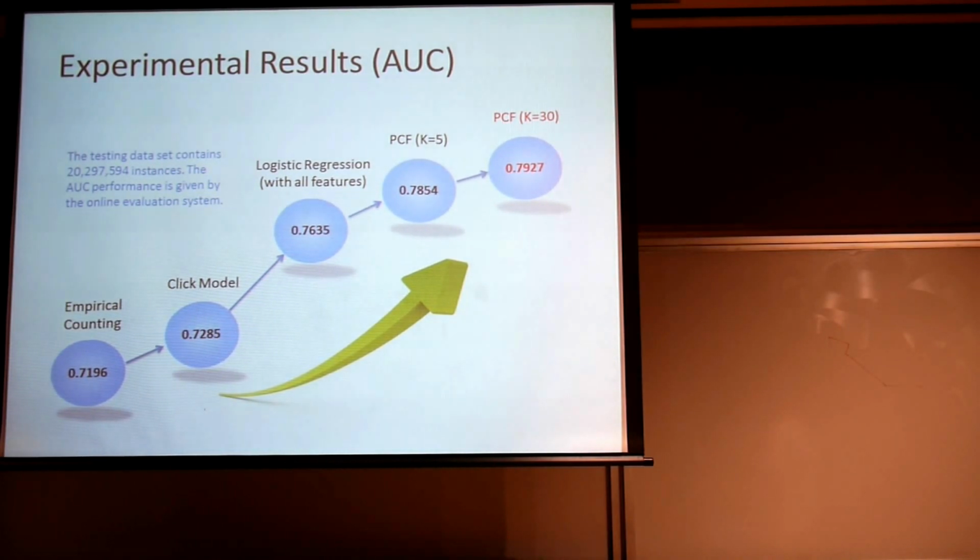The click model is slightly better than the empirical counting because we have incorporated the position bias. The logistic regression model is better than the click model because it uses the generalizable characteristics we have developed. Finally, the PCF model, the personalized collaborative filtering, is the best over all models, because it has the ability to measure the similarity between the user's personal intent and the advertisement's content. In addition, as the dimensionality of the projection increases, the accuracy also increases. The best performing model is the PCF with k equals 30.